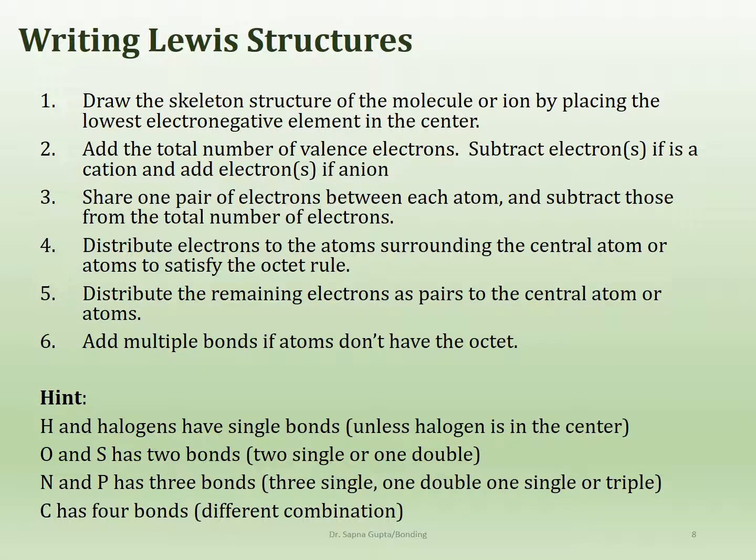One of the most important things that you will do from this chapter is to learn how to write Lewis structures. The Lewis structures for ionic compounds is not that hard. You just have the cation and the anion. The Lewis structures for covalent compounds, as I said, are a little bit more complicated, because in case of covalent compounds, you can have the diatomic molecules like H2, Cl2, N2, O2. Those are easy to write, not a problem.